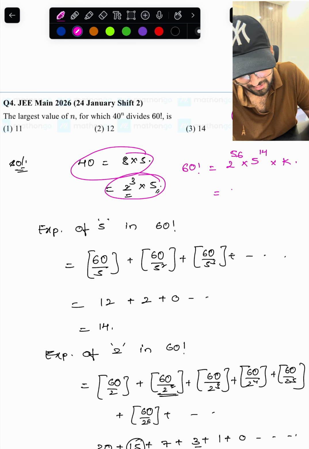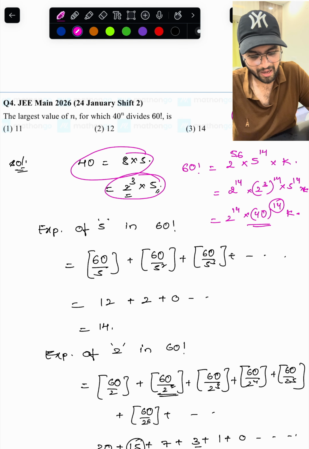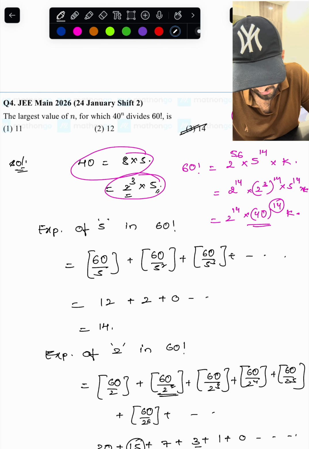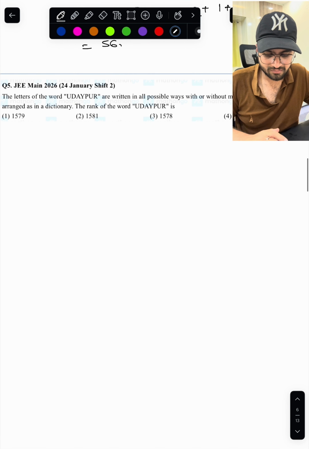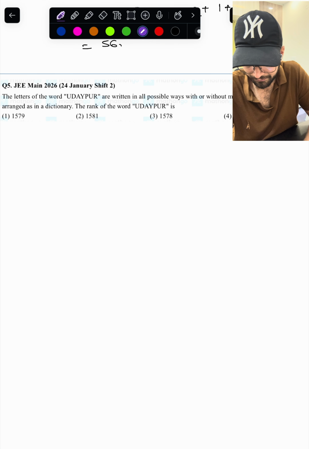So I can separate 42 as 2 power 14 into the rest. So 2 cube whole power 14 into 5 power 14 into k. That means 2 power 14 into 40 power 14 into k. So the maximum power 40 can take is 14. So the answer must be 14. Done? Yes, third option. So it is also an easy question, right? So let's go for the fifth question.